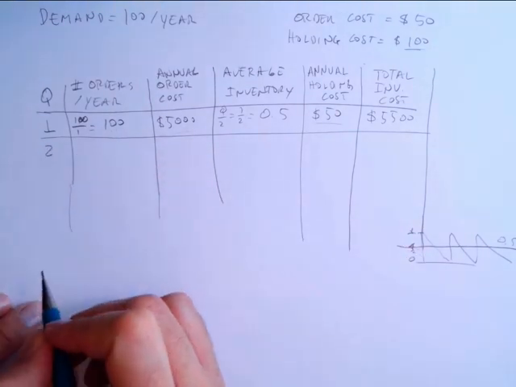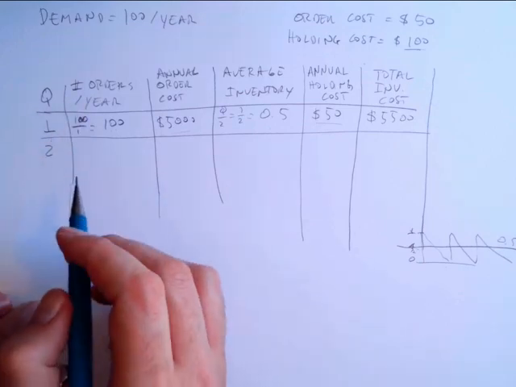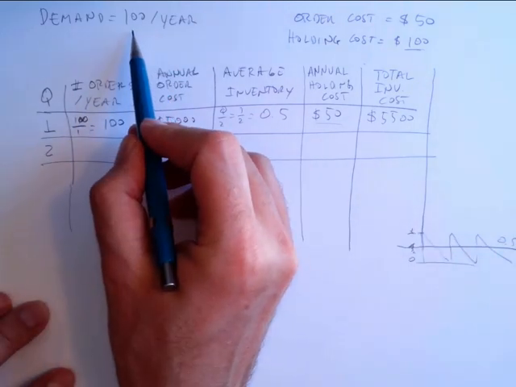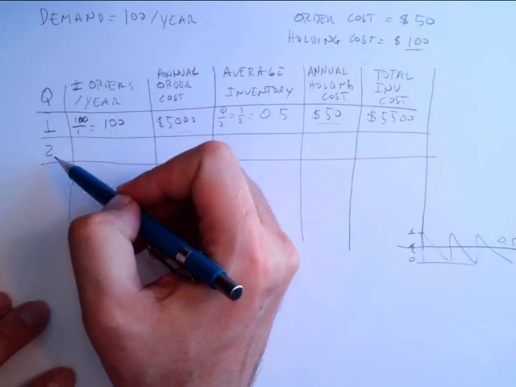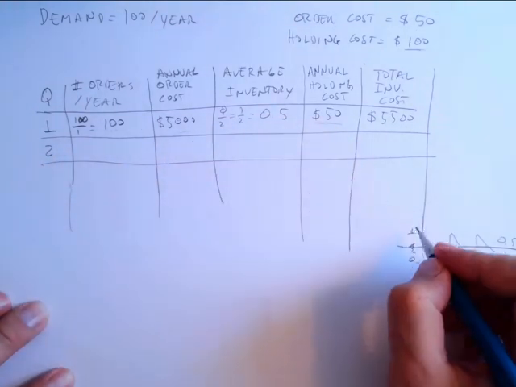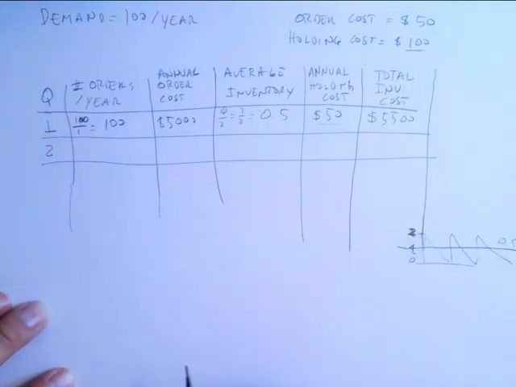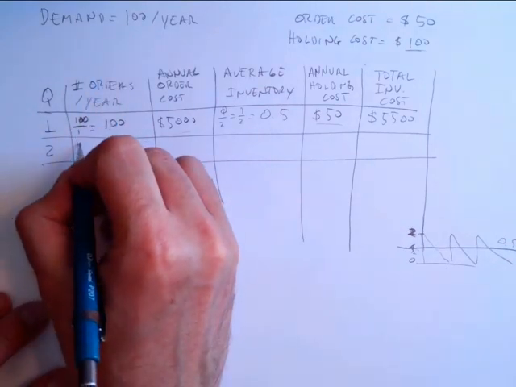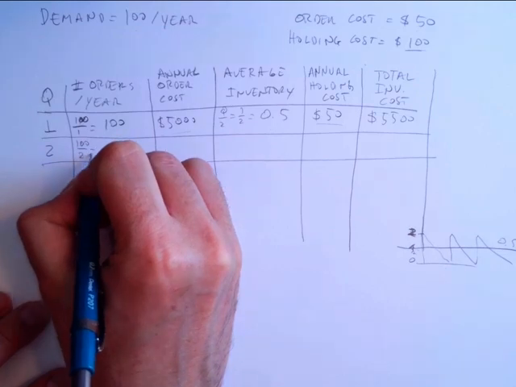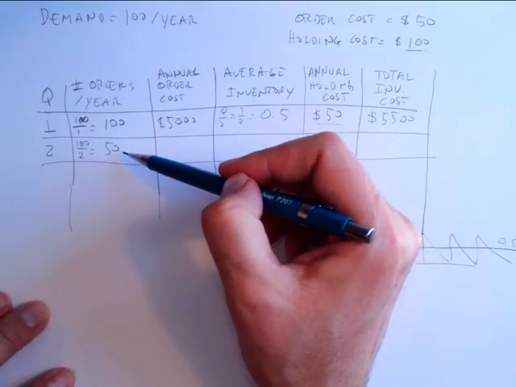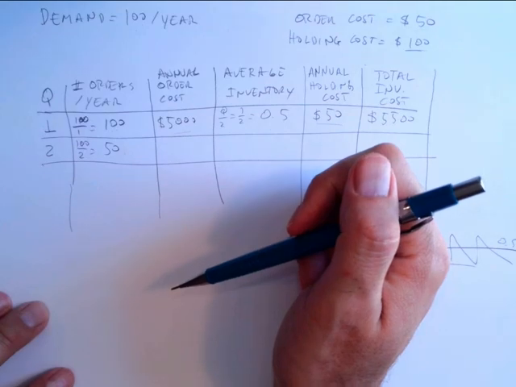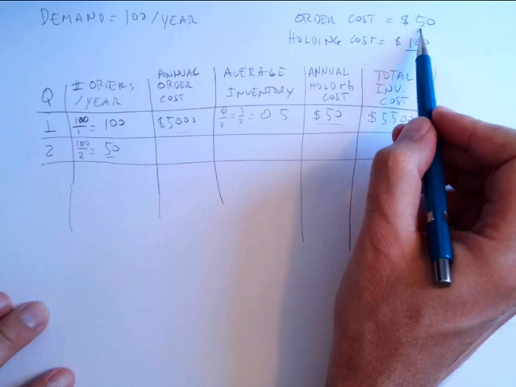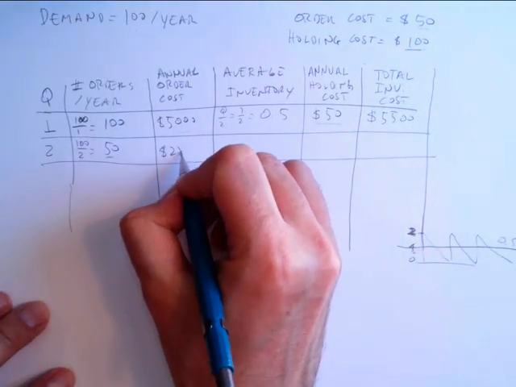If I buy two at a time, how many orders am I going to have per year? The demand is the same, 100 units per year, and I'm buying two every time. So now it's going to be two here instead of one, and I need to buy it 50 times, because the demand of 100 divided by 2 equals 50. So I need to go 50 times to the grocery store to buy this item. To calculate the annual ordering cost, I multiply these 50 by the ordering cost, so it'll be 2,500.